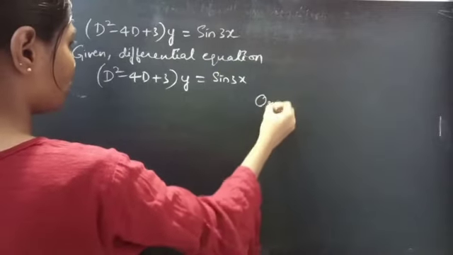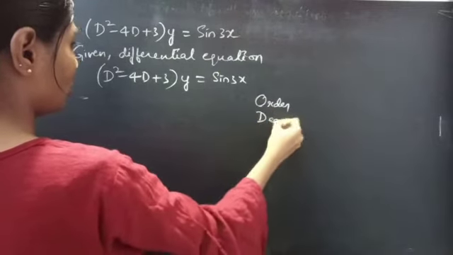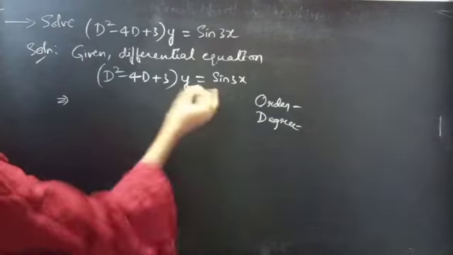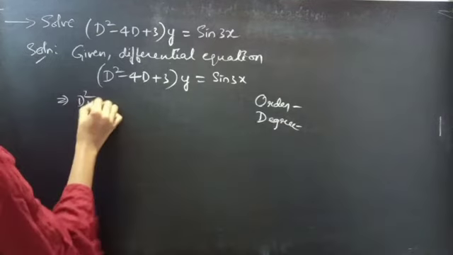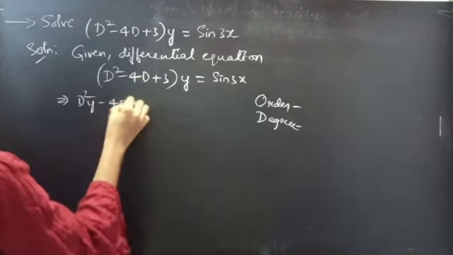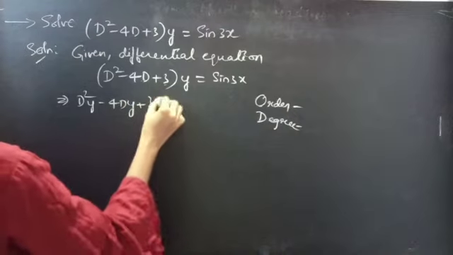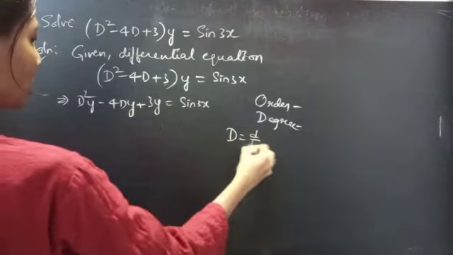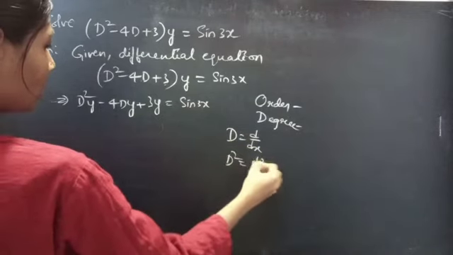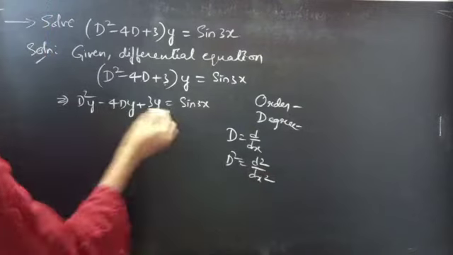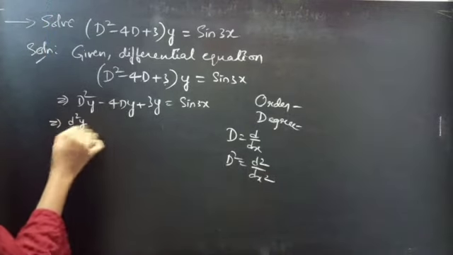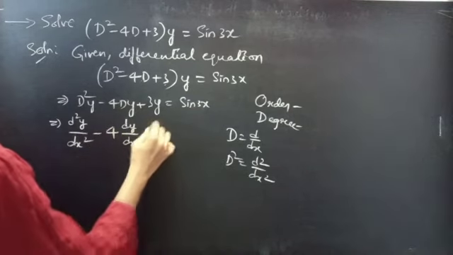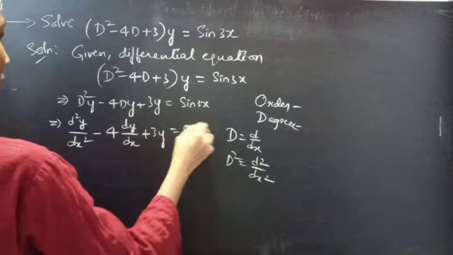So now let's find order and degree of the given differential equation. We can write this equation as d square into y minus 4dy plus 3y equals to sine 3x. We know that differential operator d equals to d by dx, then d square will be d square by dx square. Now we can write the above equation as d square y by dx square minus 4 into dy by dx plus 3y equals to sine 3x, right?